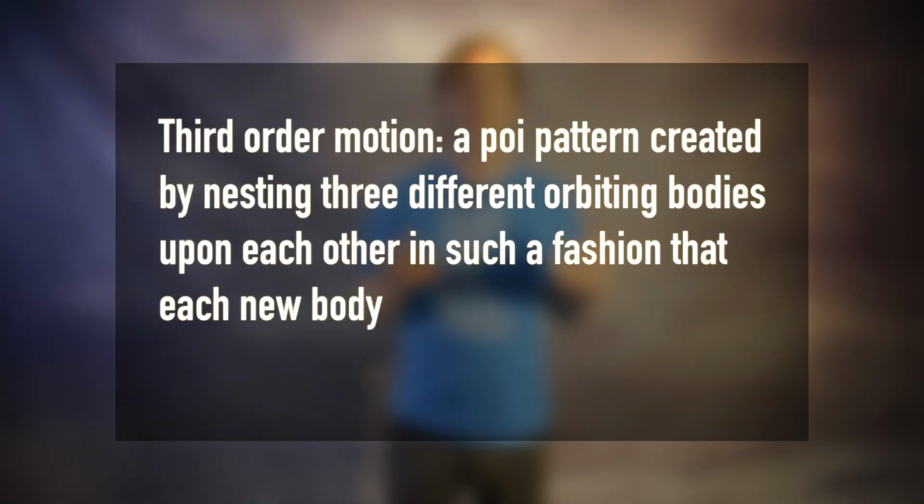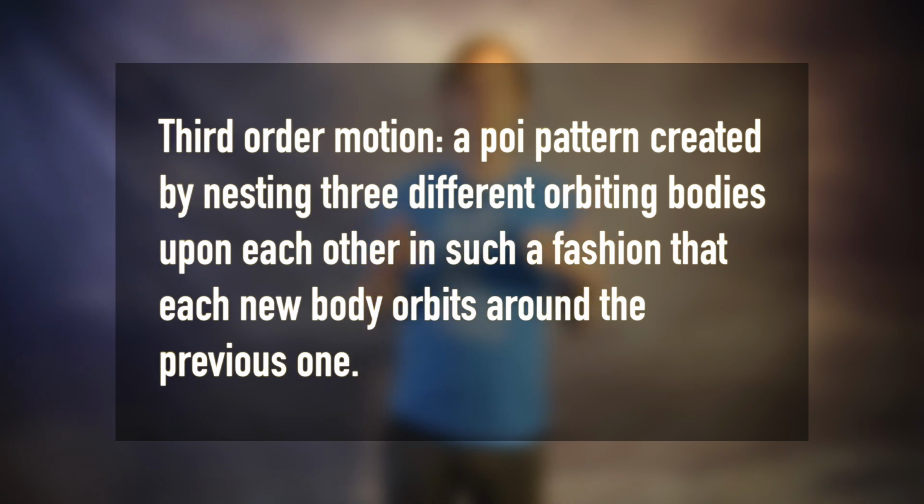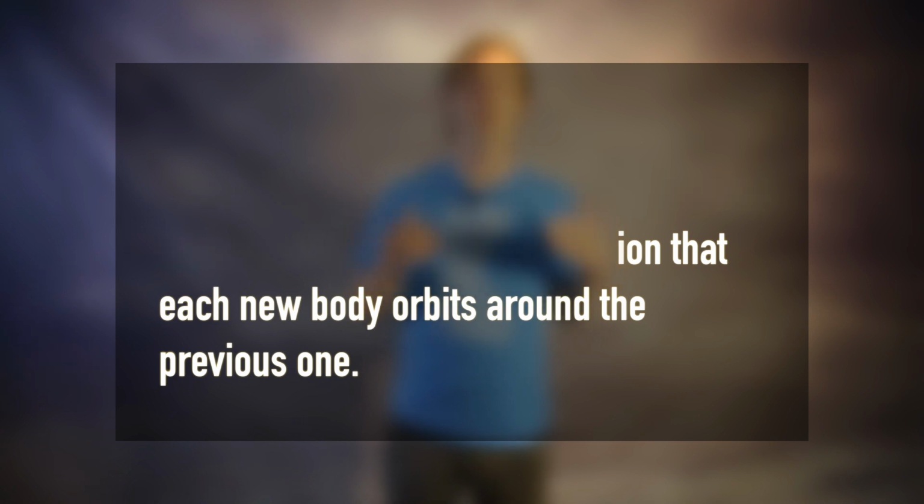So, according to Damien, a third order motion is a poi pattern created by nesting three different orbiting bodies upon each other in such a fashion that each new body orbits around the previous one. That's a paraphrase. His explanation is a lot longer, and don't worry, I will link to it down below if you want to check it out for yourself. But there's some stuff to unpack from that, so let's take a moment to do just that.